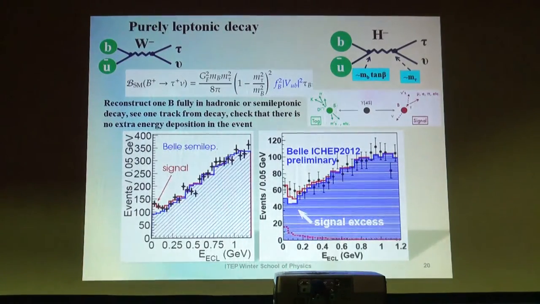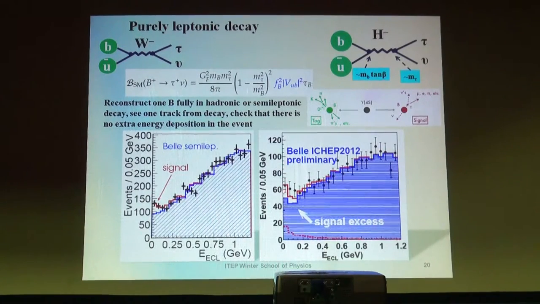Another very rare decay mode is B decaying into τν. Again, we can try to find B decaying into a muon and neutrino, but it is more helicity suppressed, and in the case of the tau, the branching fraction is not so small. Again, charged Higgs can contribute here. And in the last 3 or 4 years, Belle and BaBar have seen signals of B decaying into τν.